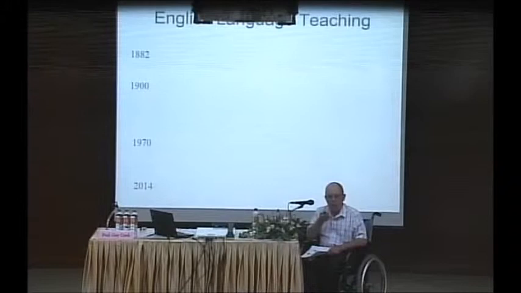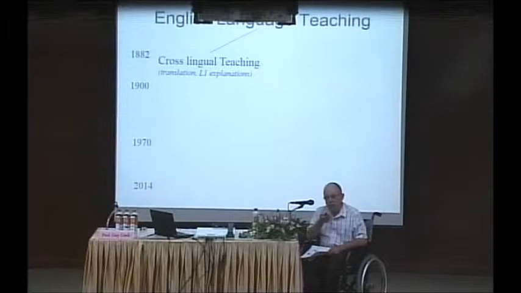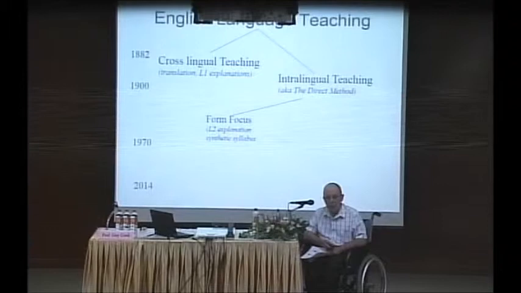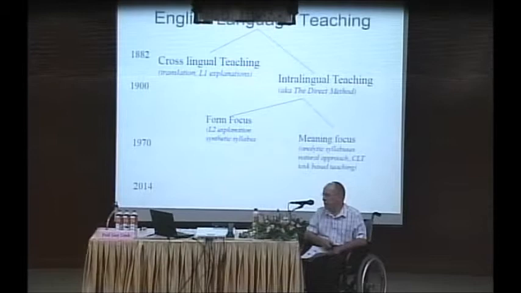You have two major changes in language teaching. So first of all, you have the cross-lingual teaching, grammar translation, what was established in the secondary schools of Europe in the 19th century, and then that is replaced to some extent by intralingual teaching, teaching through the language itself, the monolingual assumption of the kind that I've just been talking about. And then another major shift in the 1970s is from a focus on form, always still focusing on grammar, even if you're teaching through the language itself, to the focus on meaning.